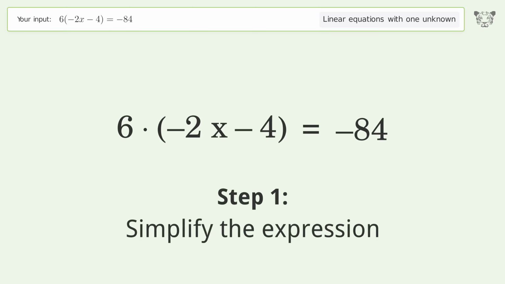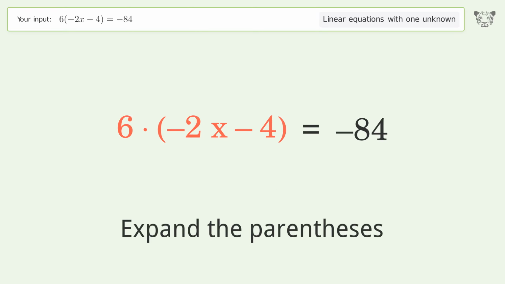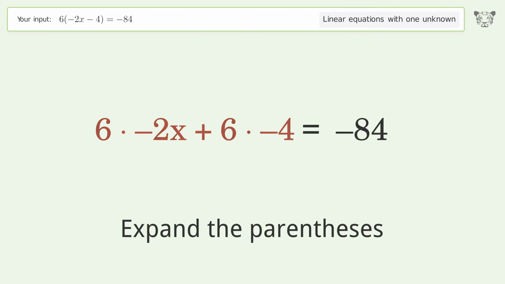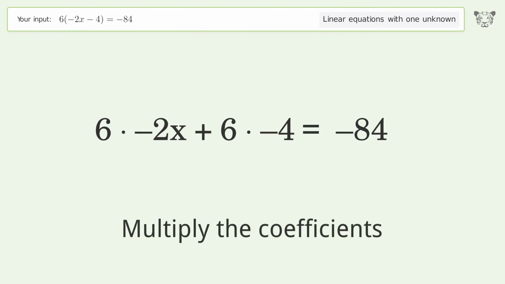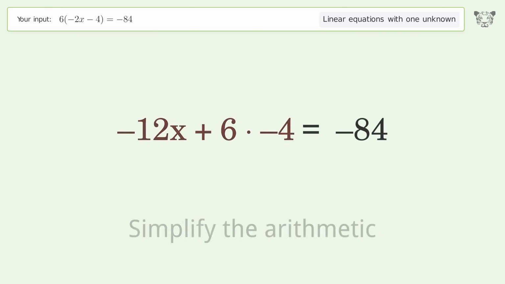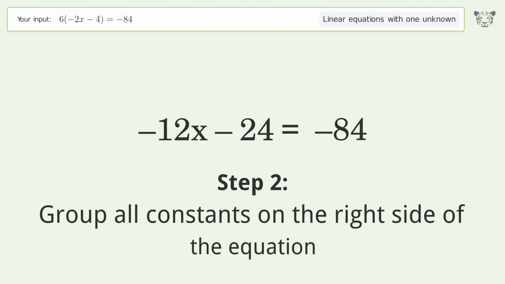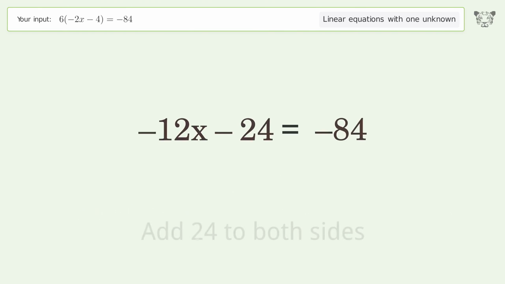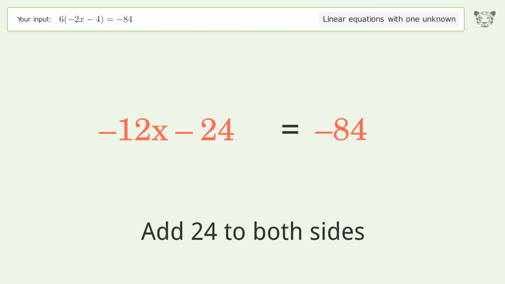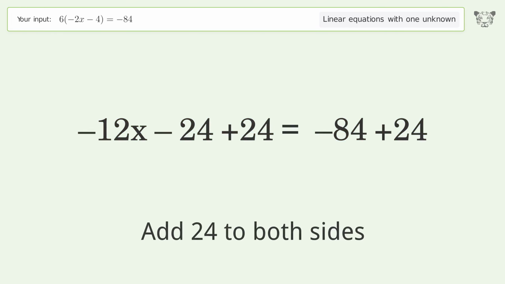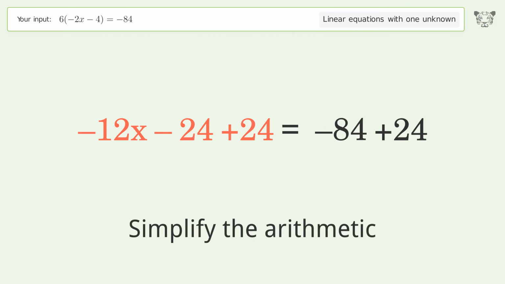Simplify the expression. Expand the parentheses. Multiply the coefficients. Simplify the arithmetic. Group all constants on the right side of the equation. Add 24 to both sides. Simplify the arithmetic.